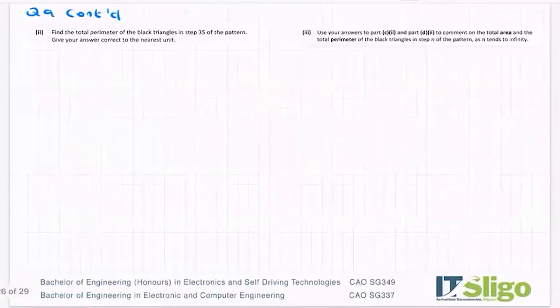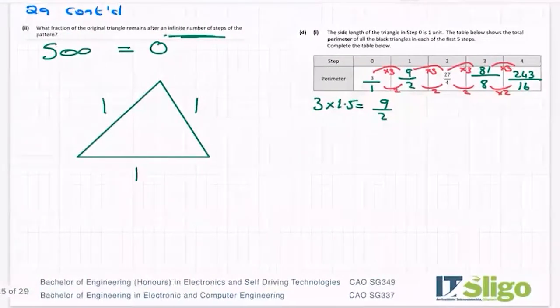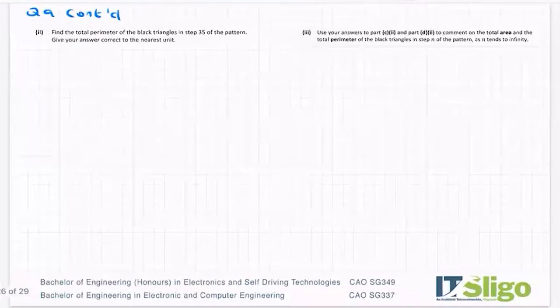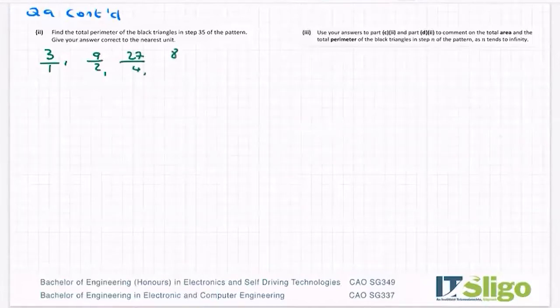Okay, find the total perimeter of the black triangle in step 35 of the pattern. Give your answer correct to the nearest unit. So I'm going to write out my pattern, which is 3, and I might put it over 1, then 9/2, 27/4, 81/8, 243/16, and so on.